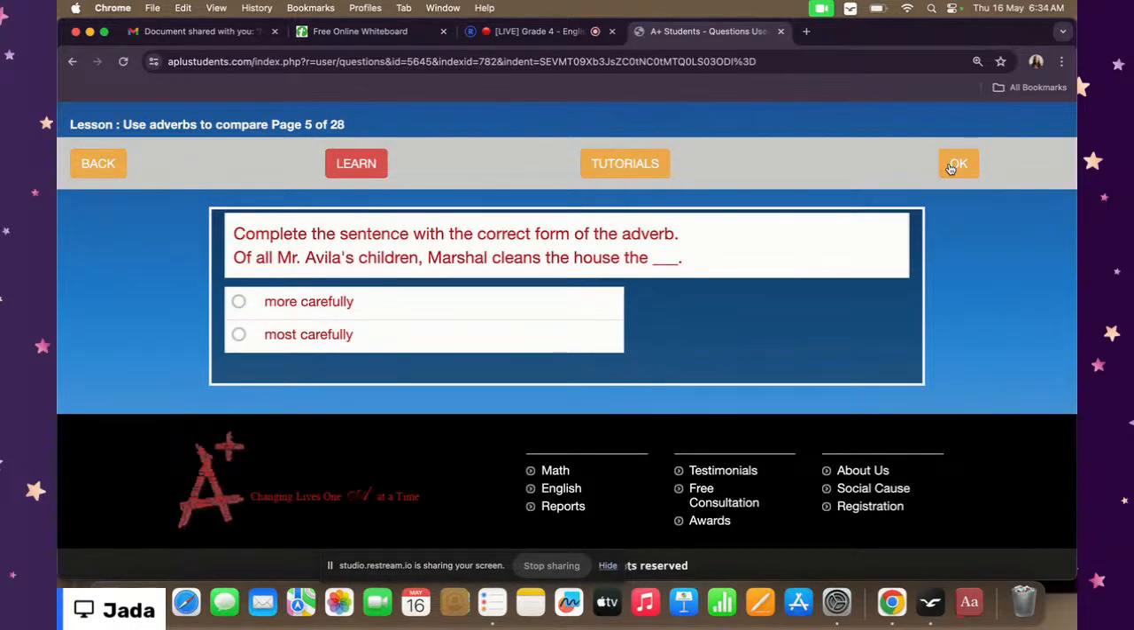Now, all of Mr. Avila's children, Marshall cleans the house, dash. The what? The most carefully, the more carefully. What do you think? Most or more carefully?